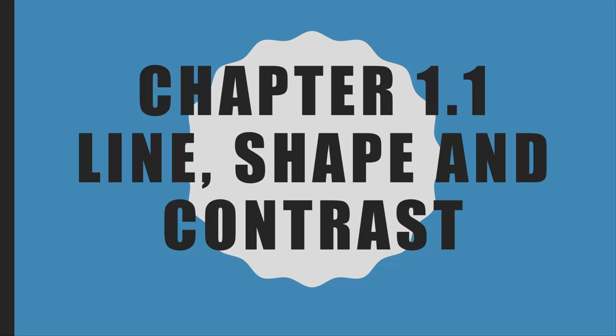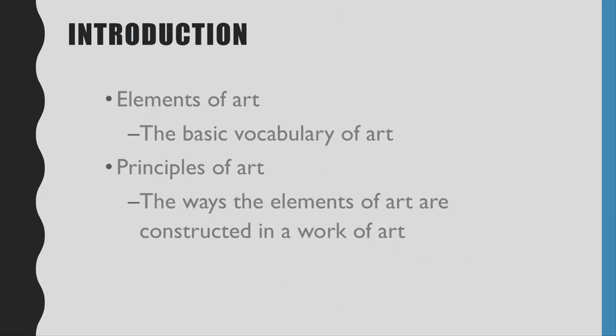For the beginning of this semester, we start with Chapter 1.1, where we learn about the elements and principles of art. We call that Art Fundamentals. So in this particular chapter, we'll learn about line, shape, and contrast. So elements of art are the basic vocabulary, and I like that description.